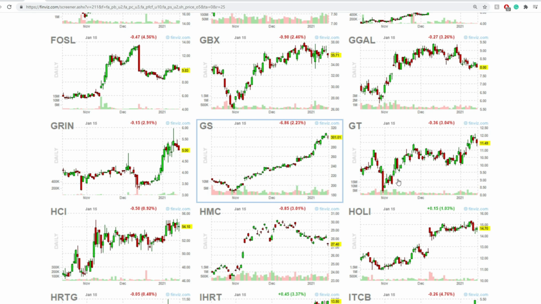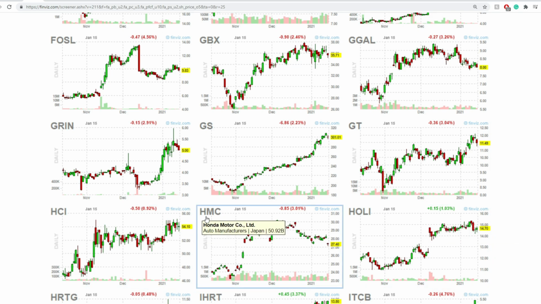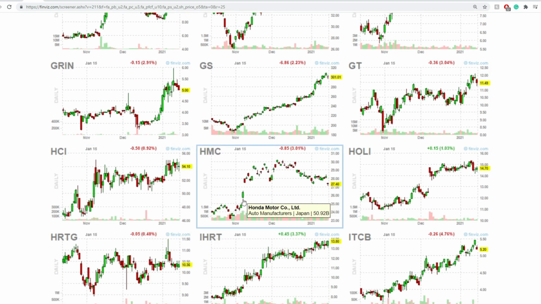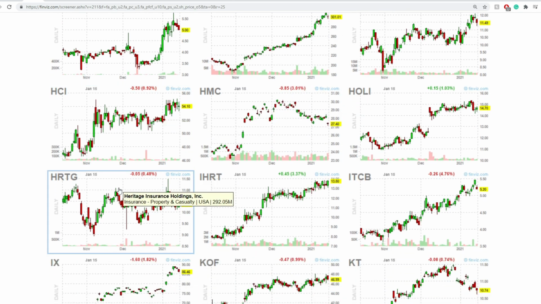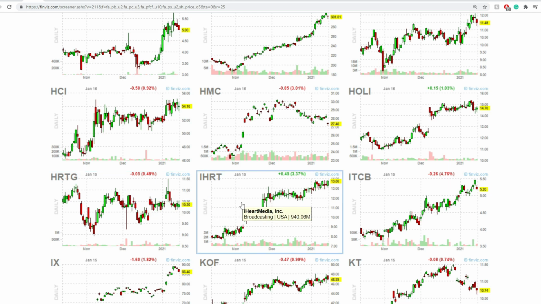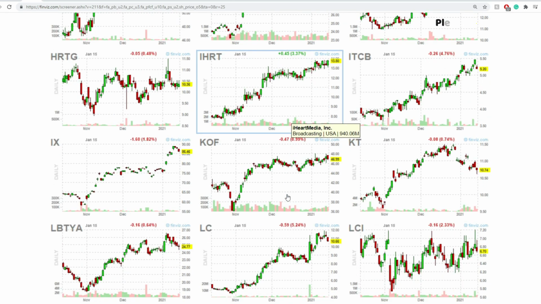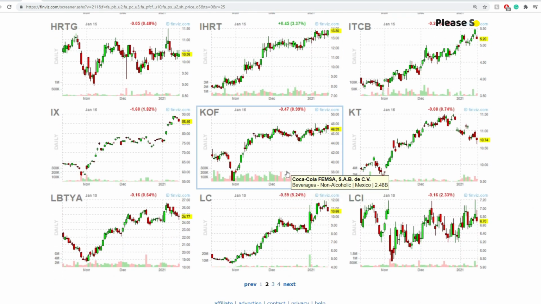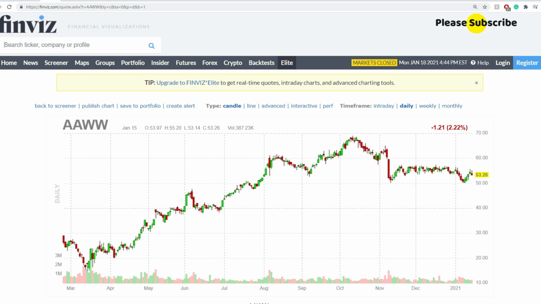Goldman Sachs. Okay, I'm interested to see what that is. Goodyear tires. Everyone needs tires. They're a good brand name. Honda, I don't know. I can double check, but the chart doesn't look that good, but it looks a little bit stable nonetheless. HRTG, Heritage, nope. iHeartMedia. Okay, I'll take a look at iHeartMedia. We're all at home. Oryx, KT, Coca-Cola, FEMSA, Liberty Global. Okay, so you get to see the point, right? So we're going to move on with one of them.